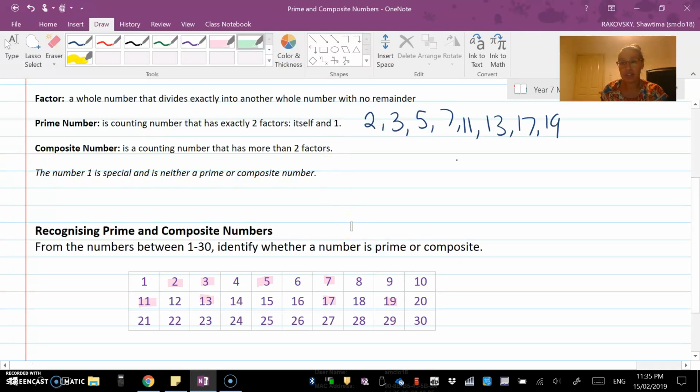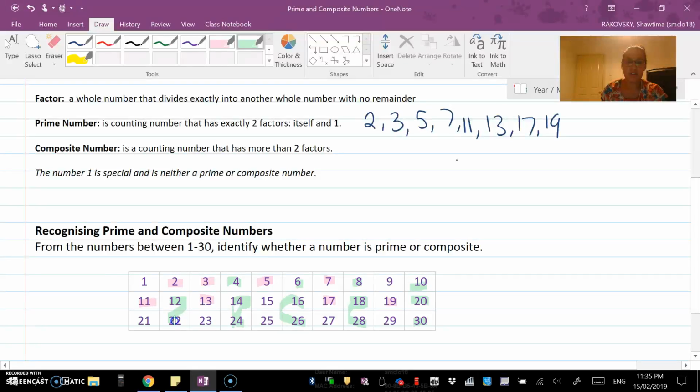One of the things we know is that for something to be divisible by 2, it has to be even. So 2 is the only exception, it's the only even prime number. All the other even numbers are always composite because 2 is one of their factors. So straight away, we can knock out all our even numbers.